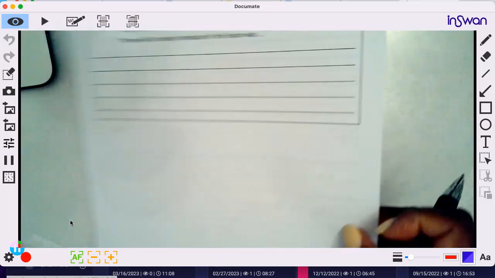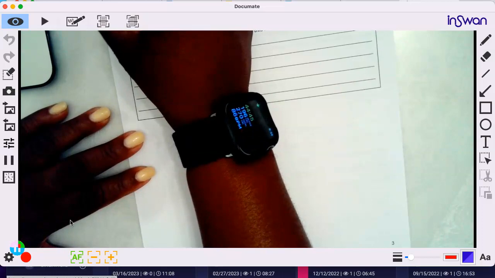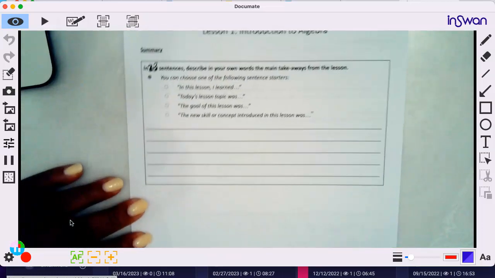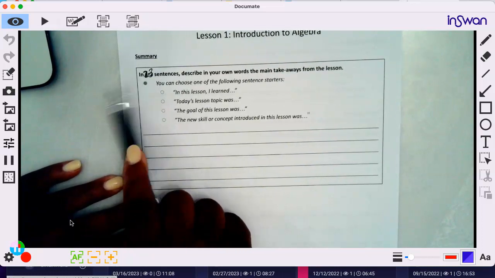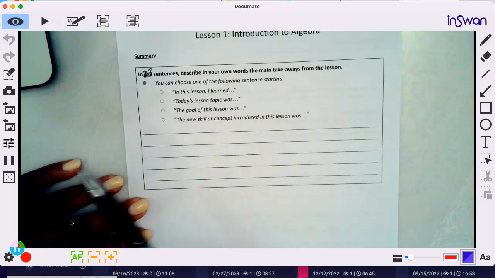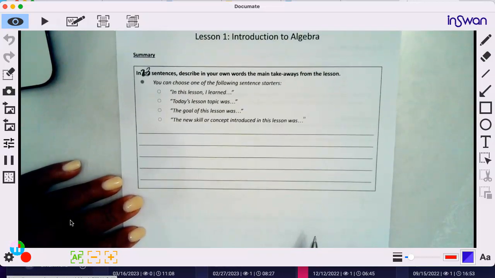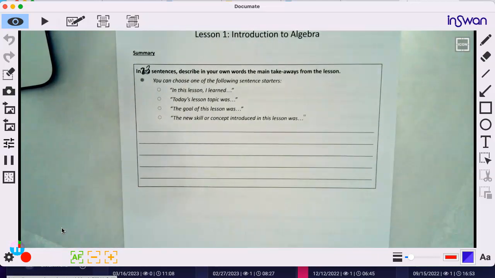Now, if you flip to the third page, here you have a summary. After each lesson, you will have a summary here. These are a few starter sentences. You should have anywhere from 2 to 3 sentences describing in your own words the main takeaway from this lesson. And after you finish that, you're going to take that and you're going to show it to your teacher.